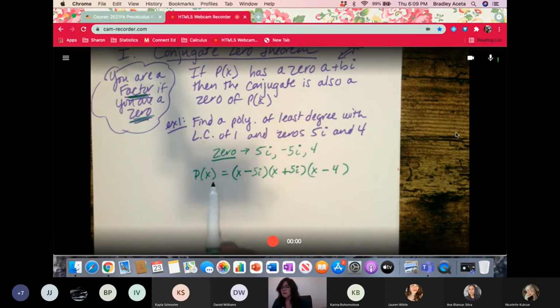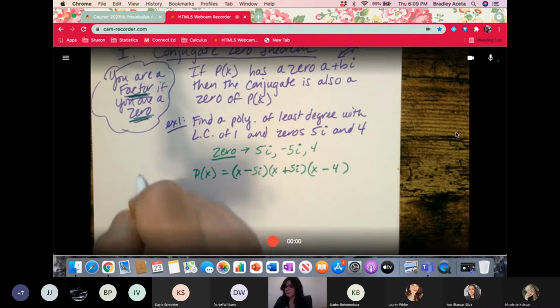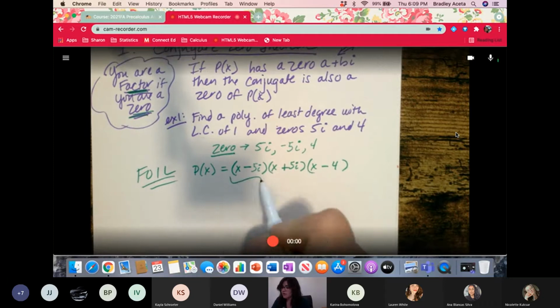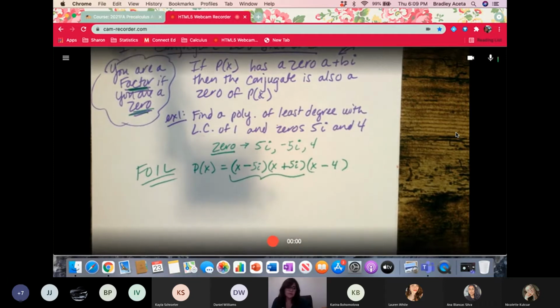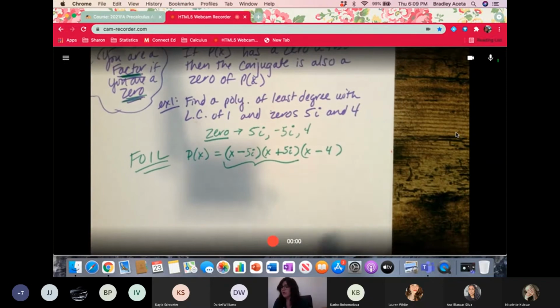Now, my math lab will not accept this. They don't want it in a factored form. They want it FOILed out. Okay, so you're going to have to FOIL. And I'll start with this one. The conjugate way of FOILing is super easy. To be honest with you, I'll show you what always happens. I'm going to do it the long way, but you'll see a pattern here.